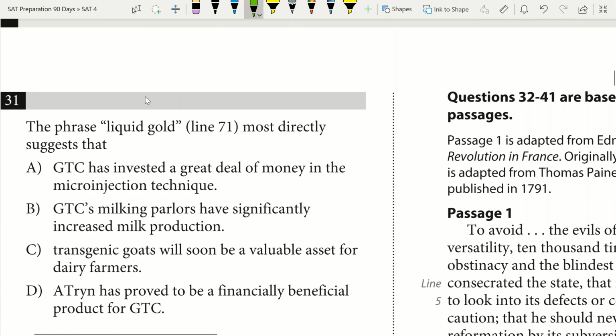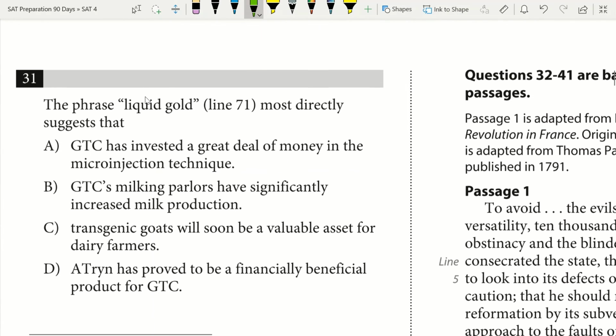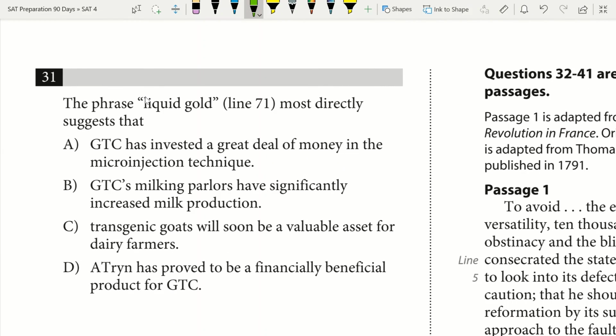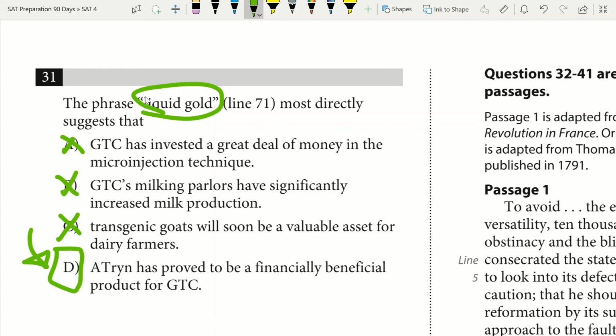So let's go down. We see we have option A, GTC has invested a great deal of money in the technique. No. B, GTC's milking parlors have significantly increased milk production. No. C, transgenic goats will soon be a valuable asset. No. D, Atrin has proven to be a financially beneficial product for GTC. Yes, right? It's a gold mine for them, or liquid gold. So our answer there for 31 would be D.